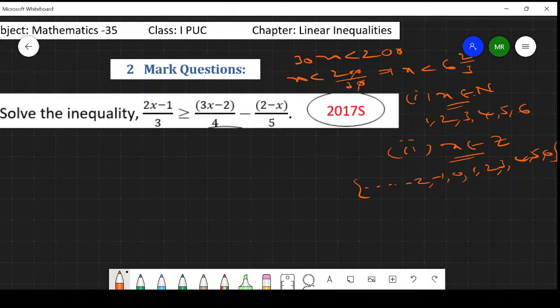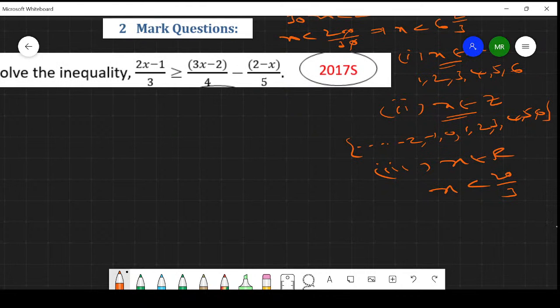When x is a natural number, this is the solution. If they did not mention natural number or integer, since they have not mentioned anything, consider it a real number. Suppose the third case, x is a real number. When x is a real number, your answer should be x less than 20 by 3, that's all. Sir, how to write your answer? Everything to the left of 20 by 3, so x belongs to minus infinity to 20 by 3. This is the interval form when x is a real number.